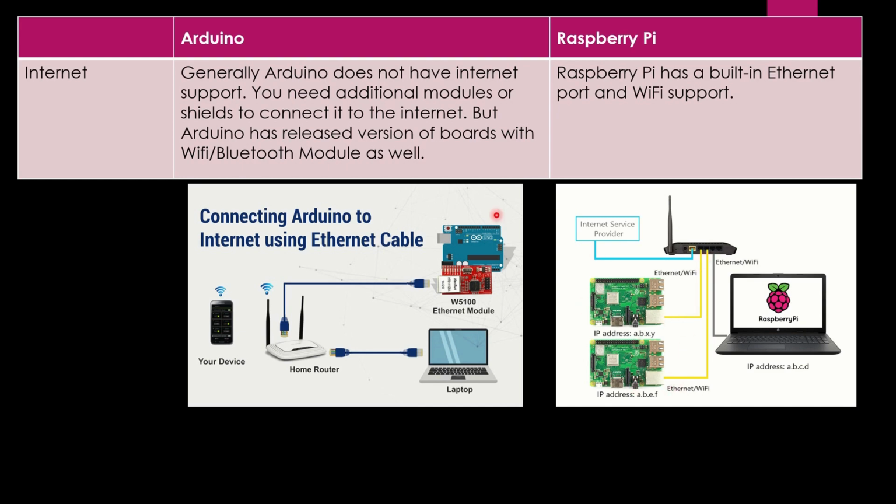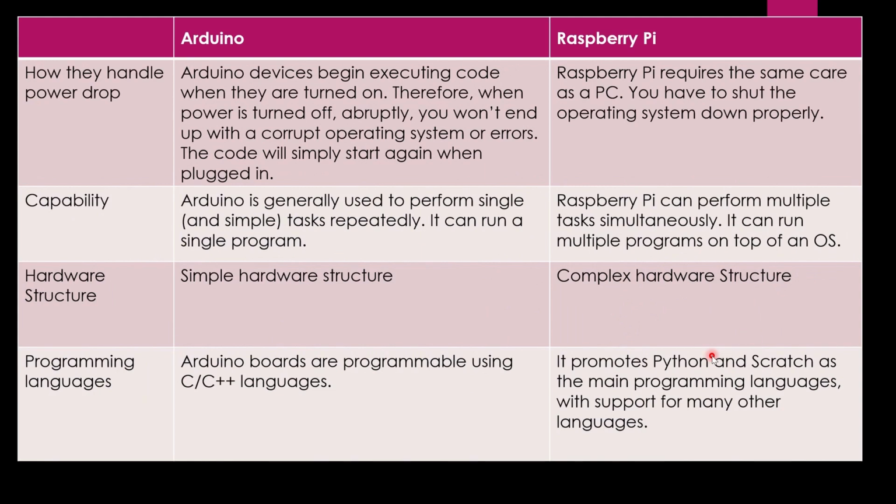Another difference between the boards is how they handle power drops. Arduino devices begin executing code as soon as they are turned on. Therefore, when the power is turned off abruptly, you won't find any corrupt operating system or errors. The code will just start running again from the beginning as soon as the power comes back. Whereas Raspberry Pi requires the same care as a PC. You will have to follow a proper procedure to shut the operating system down.